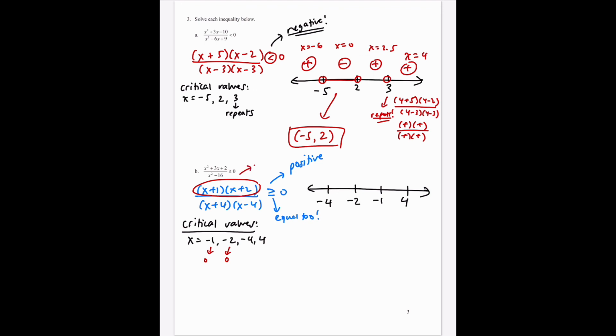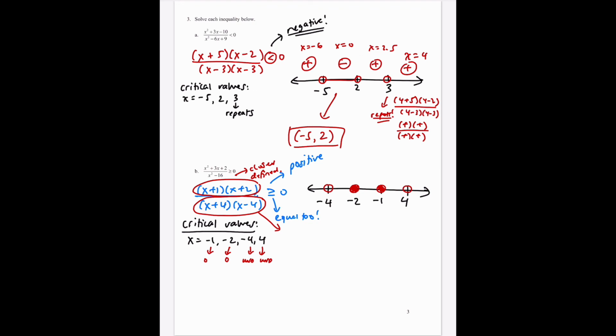So these are what we call closed circles. Sorry, they're closed, my bad. They're closed because they're defined. Our denominator cannot be 0. So when we plug in negative 4 and 4, it's undefined. So at negative 1 and negative 2, those will be closed. Then at negative 4 and 4, they will be open.